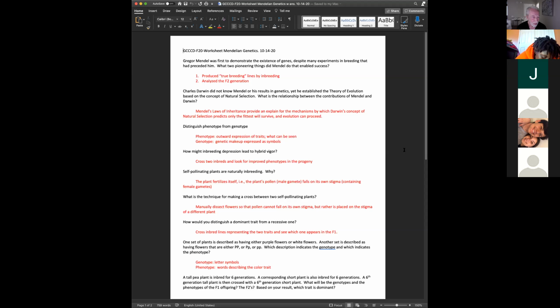Okay, self-pollinating plants are naturally inbreeding. Why is that? Well, it's because the plant fertilizes itself. So when you're trying to do a self or an inbreeding generation, you cause the plant to fertilize itself. Self-pollinating plants do that naturally. The plant's pollen is the male gamete, falls on its own stigma, which contains the female gametes.